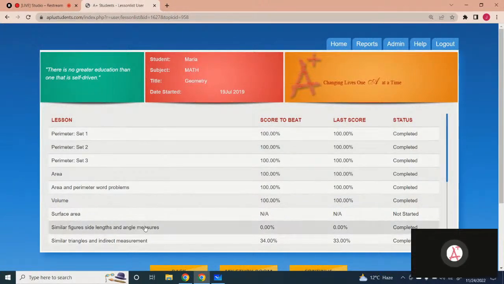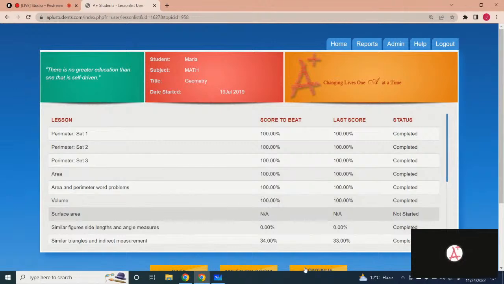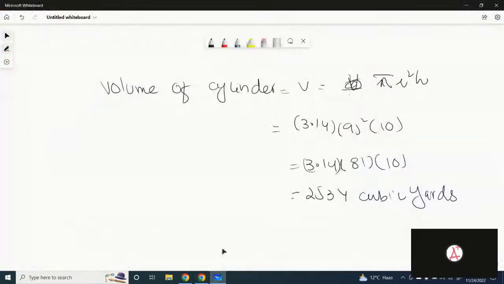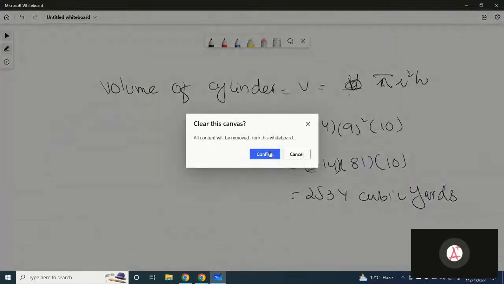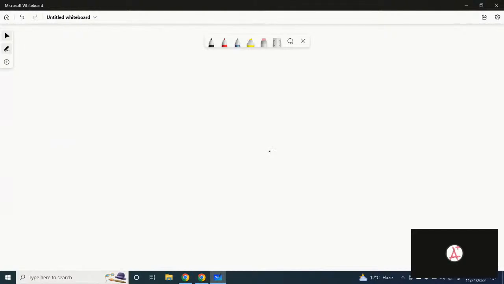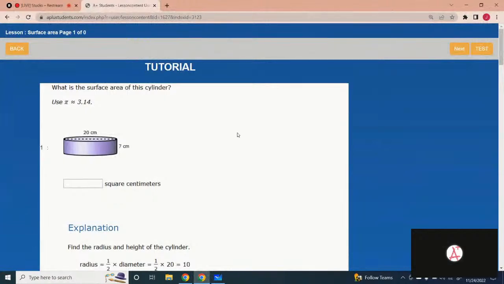The next topic is the surface area. Let's start with the next topic, that is the surface area. Now you have to find the surface areas for all the given shapes. Got it? Let's start with the test.